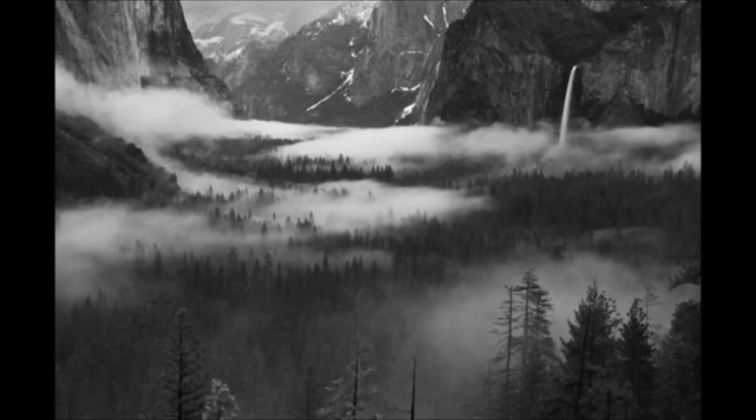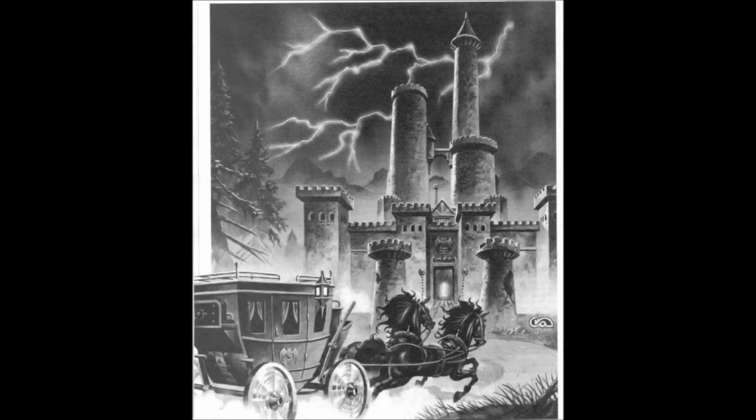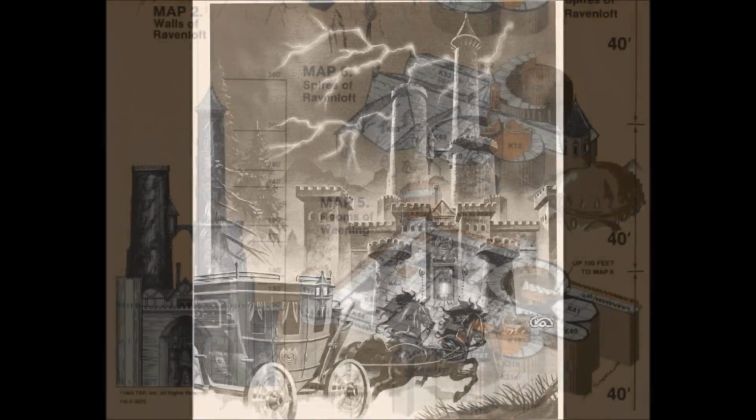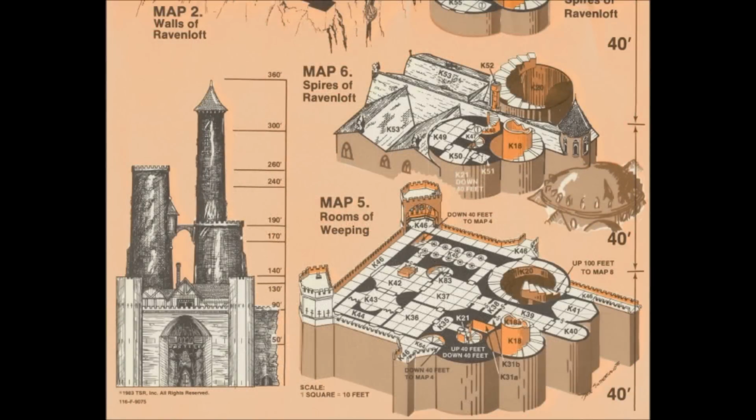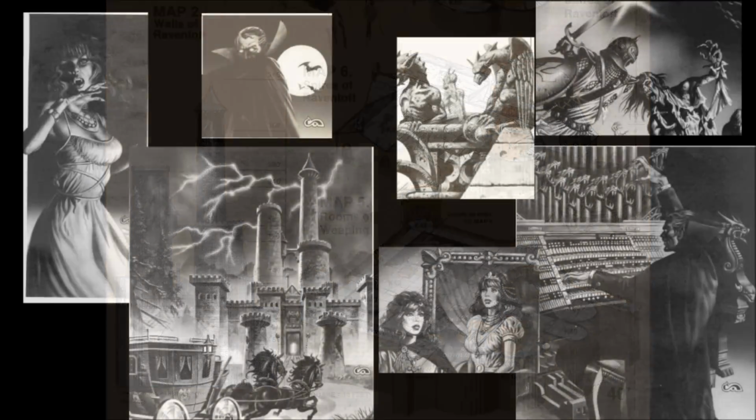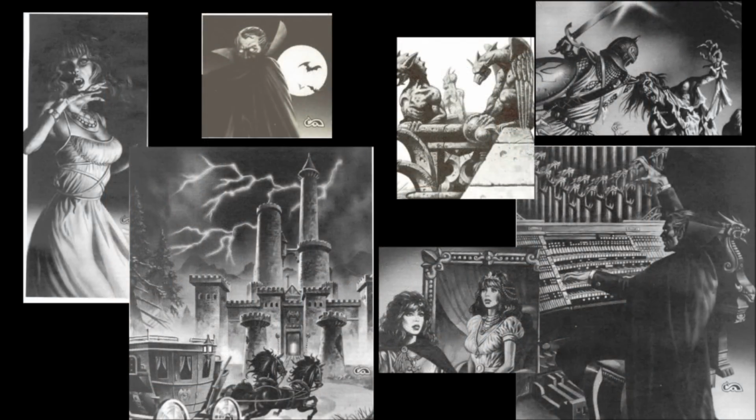The star of the module is unquestionably Castle Ravenloft itself, with its many levels, the isomorphic map beautifully illustrating the relationship between the various levels of the castle. The art is all done by the talented Clyde Caldwell, and this really marks the high point for module artwork in first edition Dungeons & Dragons.